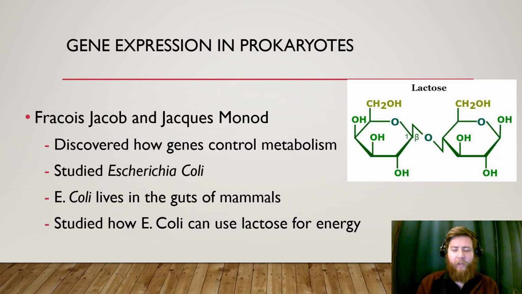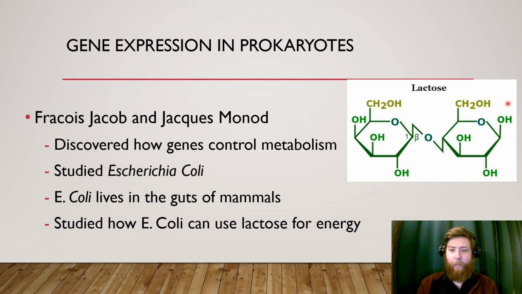So, gene expression in prokaryotes. The two guys to remember here who did a lot of work are Francois Jacob and Jacques Monod, and they discovered how genes control metabolism in E. coli, Escherichia coli. E. coli lives in the guts of mammals. You guys have it. It's very important for your synthesis of vitamin K. But E. coli has the ability to use this molecule, lactose, for energy.